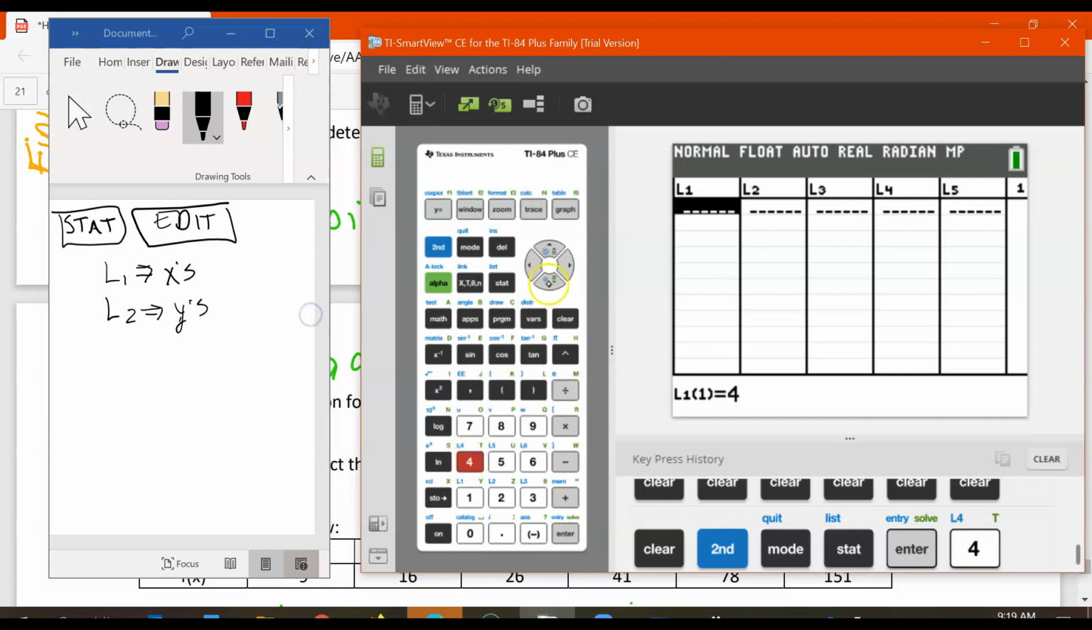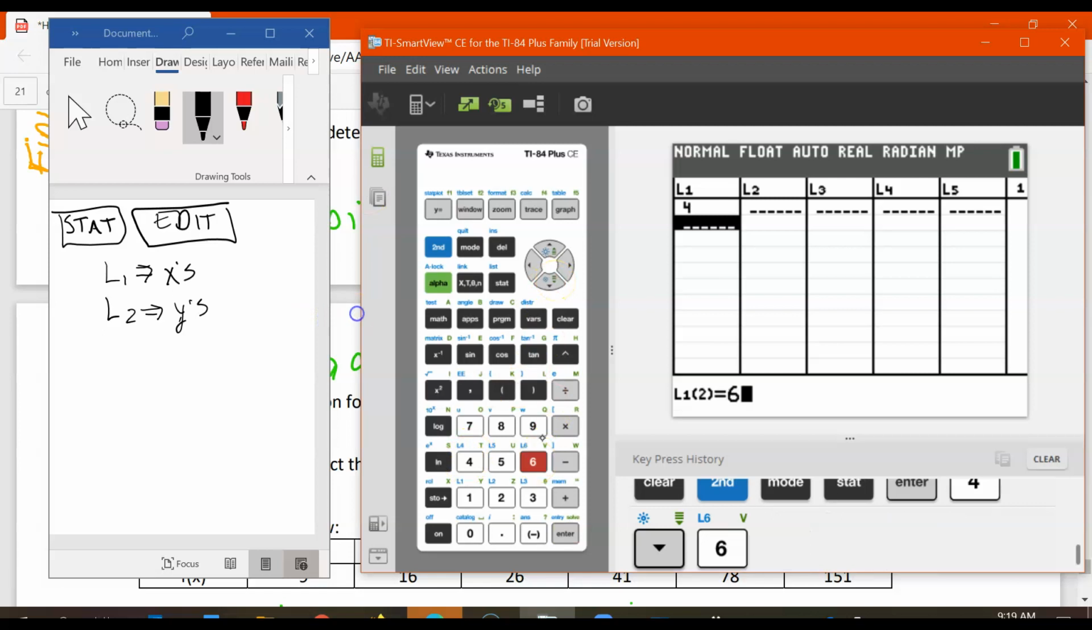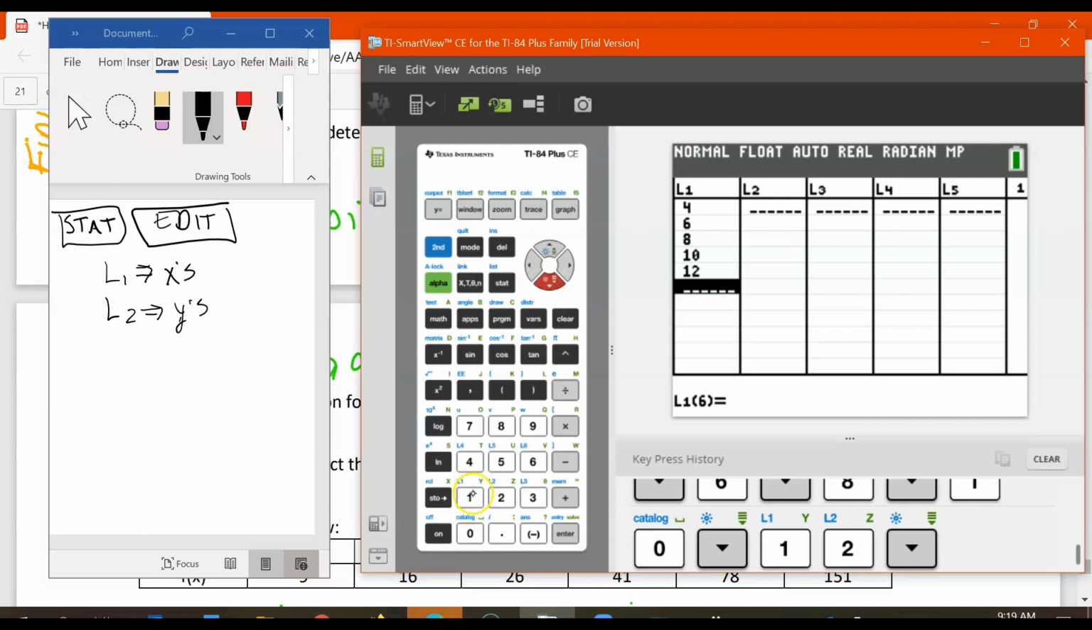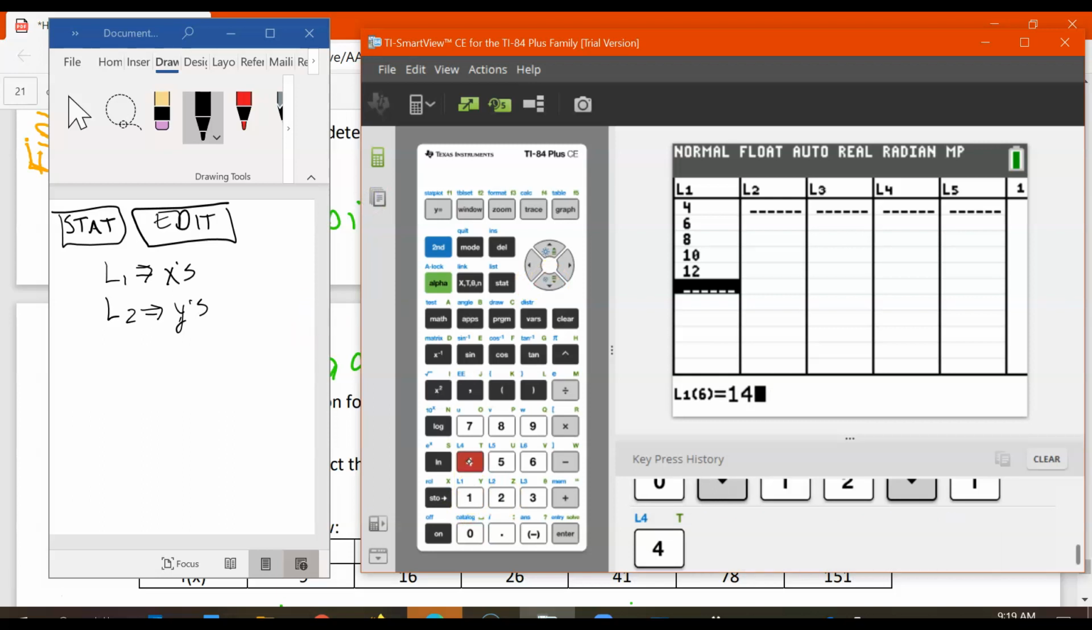So the first one is 4, 6, 8, 10, 12, and 14. Let me just point out that remember I said that the X values have to increase by a standard amount. That is true when you do the finite differences, when you do that subtraction thing. That is not true when we enter the data into our graphing calculator, because our graphing calculator is getting the whole ordered pair thing. But when we do finite differences, you've got to make sure it's the same.